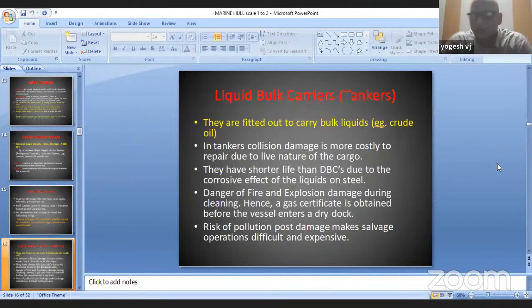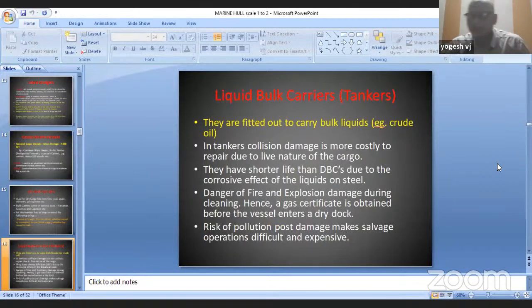Okay. They have shorter lives than dry bulk cargoes due to corrosive effect of the liquid on steel. Itna continuously. Now, today, if it is carrying Arabian light oil, tomorrow it is carrying Roncador oil from Mexico. Day after tomorrow it is carrying oil from Saudi Aramco. So, different kind of oils exposed to the steel will cause corrosion of the steels. Okay, this leads to that vessel being susceptible to more losses. So, iska life kam rehta.